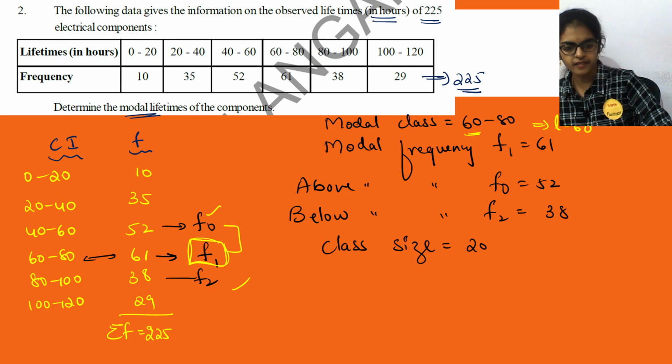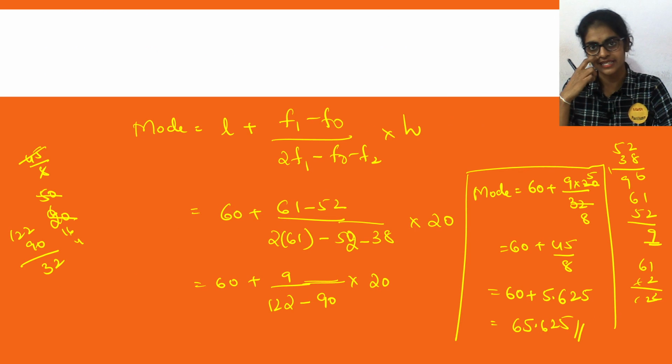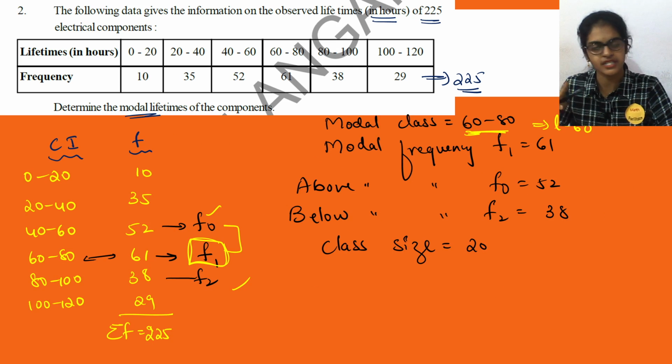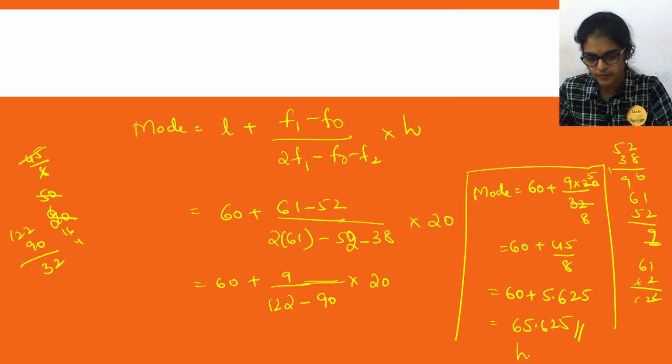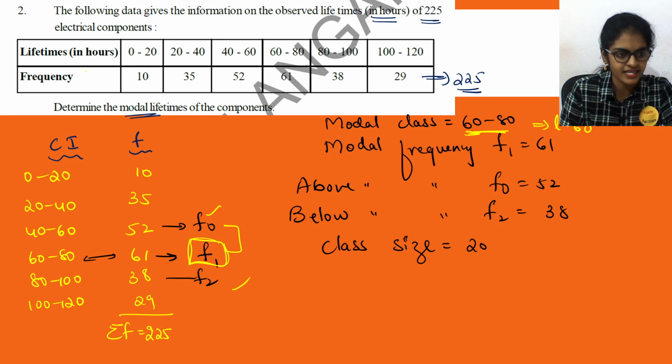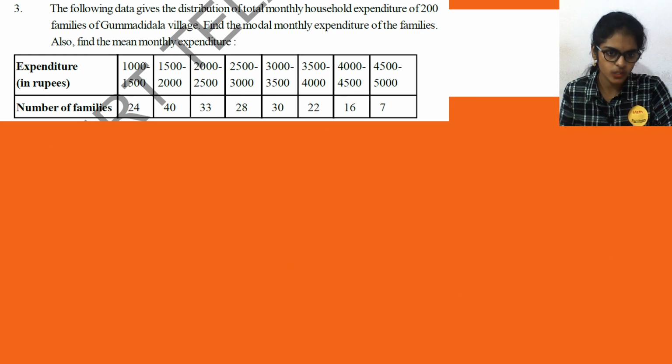Now let us check. See here, the modal class is 60 to 80. Now the mode you got is 65 point something, which is between 60 to 80. So your answer is correct. Which means the modal hours are 65.625. So these many hours, since they are asking you in hours. Clear? So let's proceed to the next question.